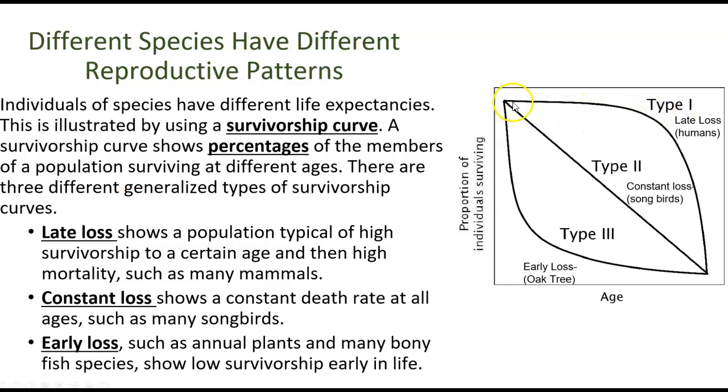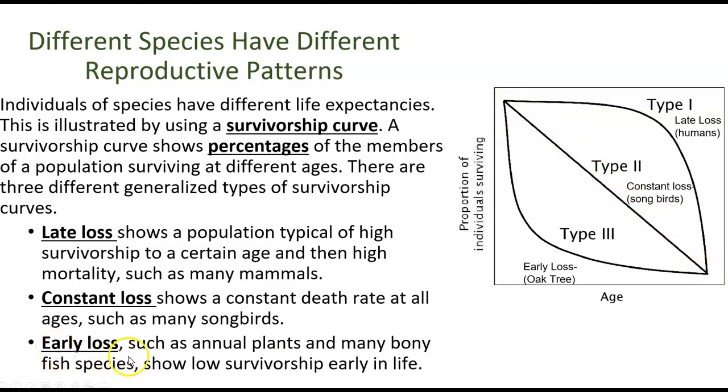This curve over here on the top is where we humans fall. What that means is a lot of the organisms that are born survive, and they do pretty well for a long time. But as we get older, they get to a certain point and the individuals die off pretty quickly, based on their age. Constant loss shows a constant death rate at all ages. Starting off here, we have birth, and right from birth all the way down to death.